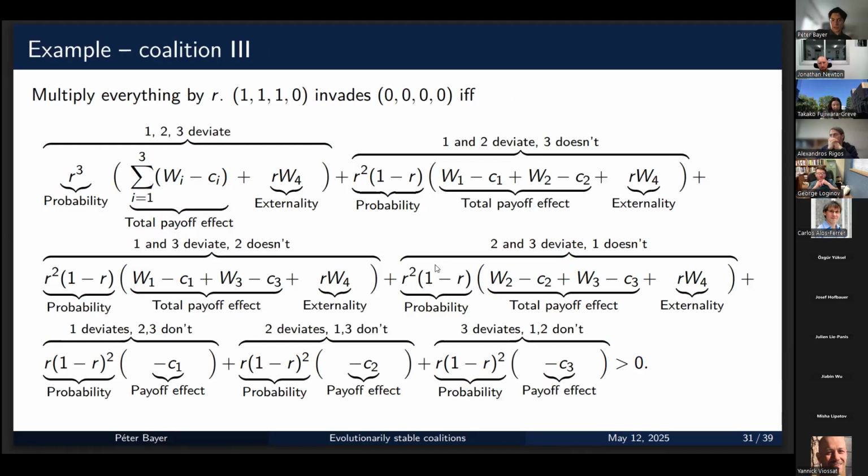Okay, I know this is just an example, but basically the proof works the same way, which is why I don't even show you the proof. You can just organize everything such that it is indeed this weighted sum with the probabilities, the total payoff effects, and the externality.